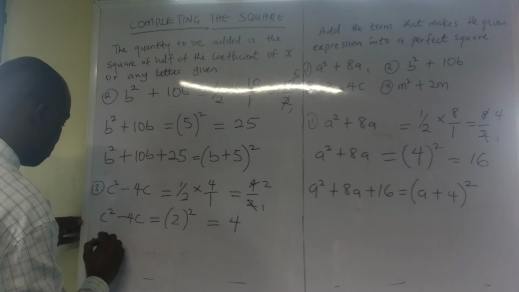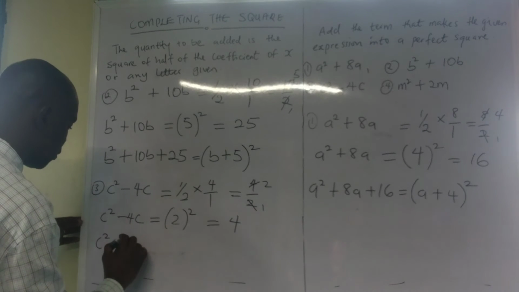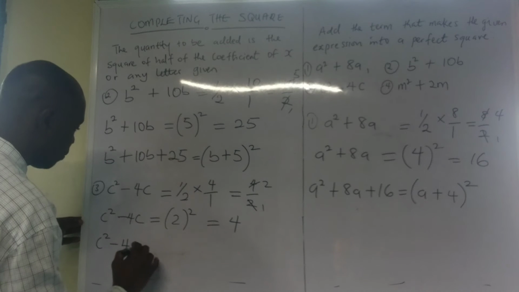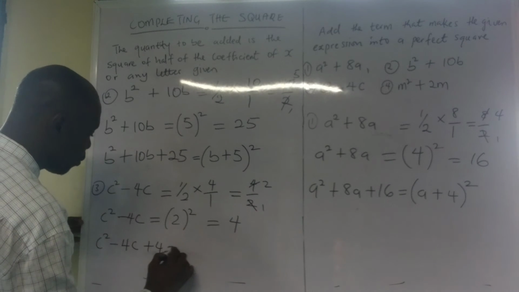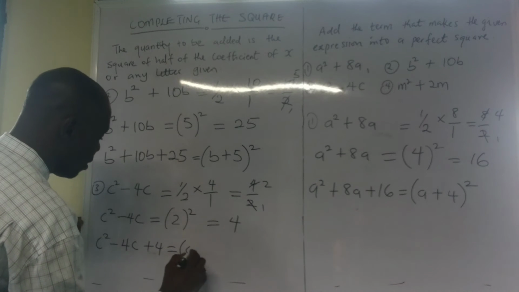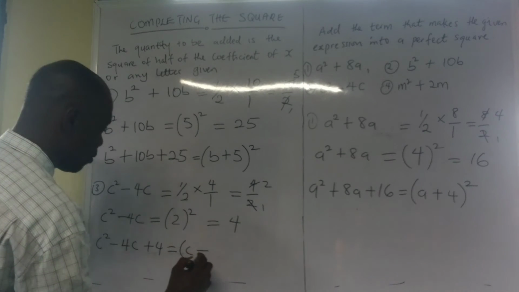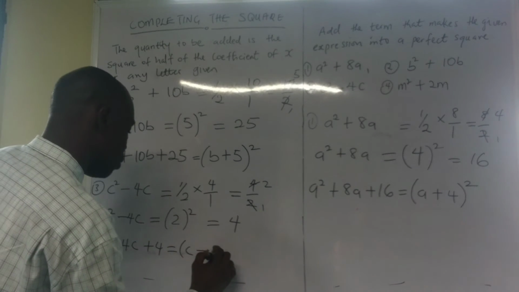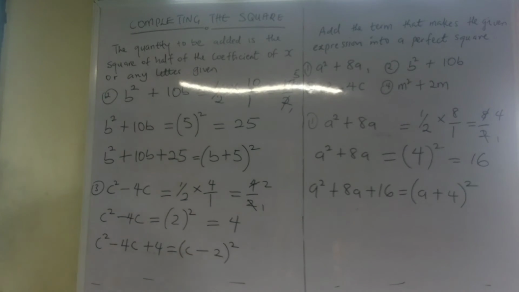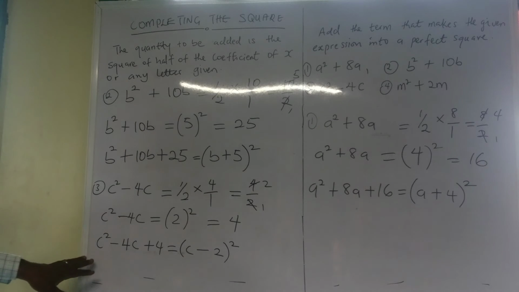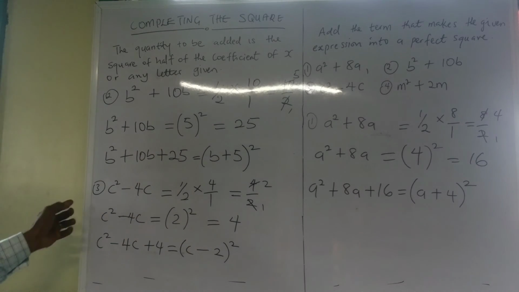So our equation will now be c^2 - 4c + 4 equals (c - 2)^2. That's the perfect square we were asked to bring the equation to.